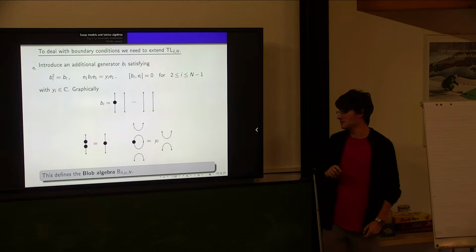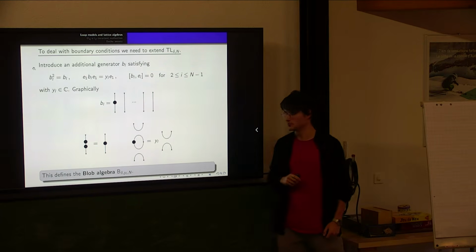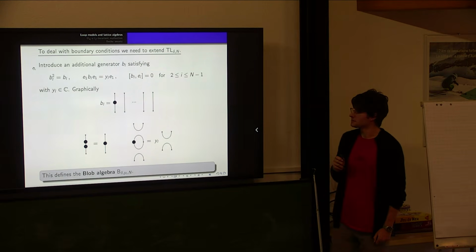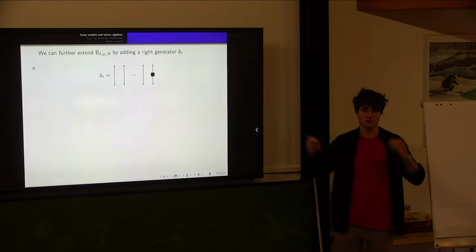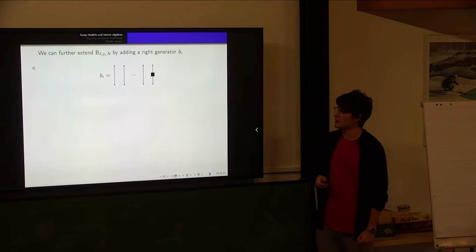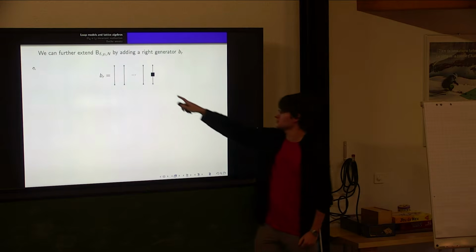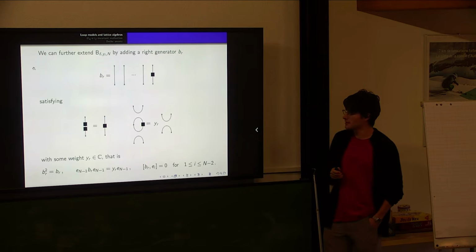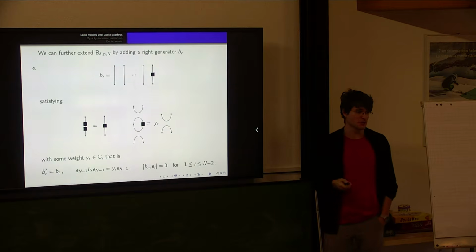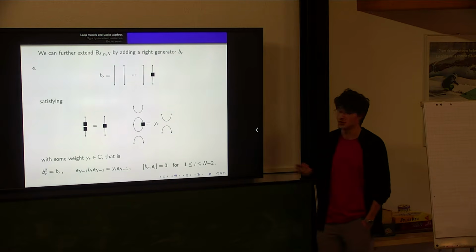And this defines something called the blob algebra because of this blob. Okay. So now you want to play the same game on the right boundary, because we have a two-boundary system. So you introduce a blob BR, which you denote by a solid square like this. And then you make it satisfy the natural rules, but on the right this time.